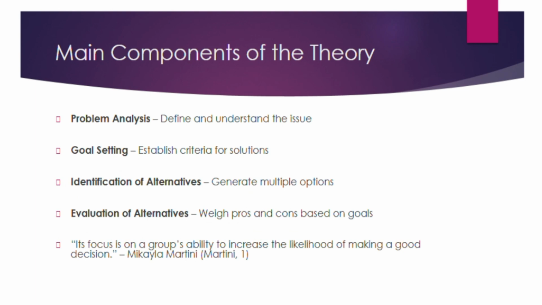The main components of this theory are problem analysis, which is to define and understand the issue; goal setting, which is to establish criteria for solutions; identification of alternatives, so generate multiple options; and evaluation of alternatives, weigh pros and cons based on the goals at hand. And a quote from Michaela Martini says that its focus is on a group's ability to increase the likelihood of making a good decision.